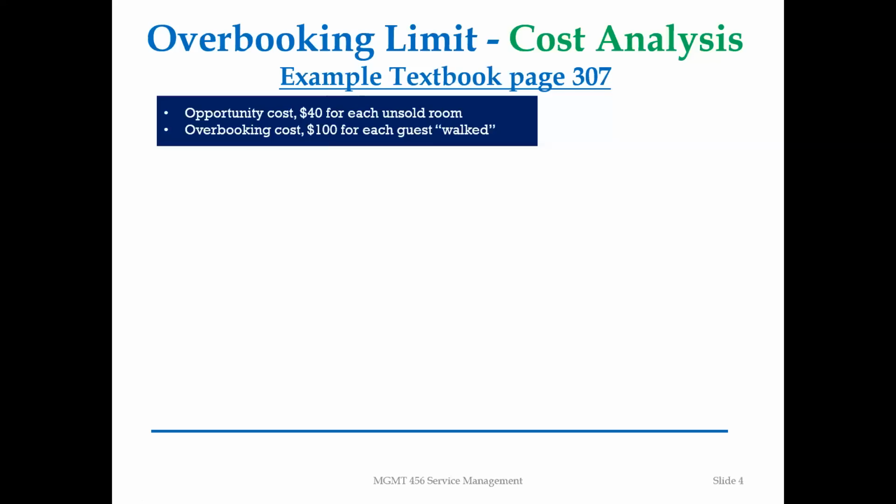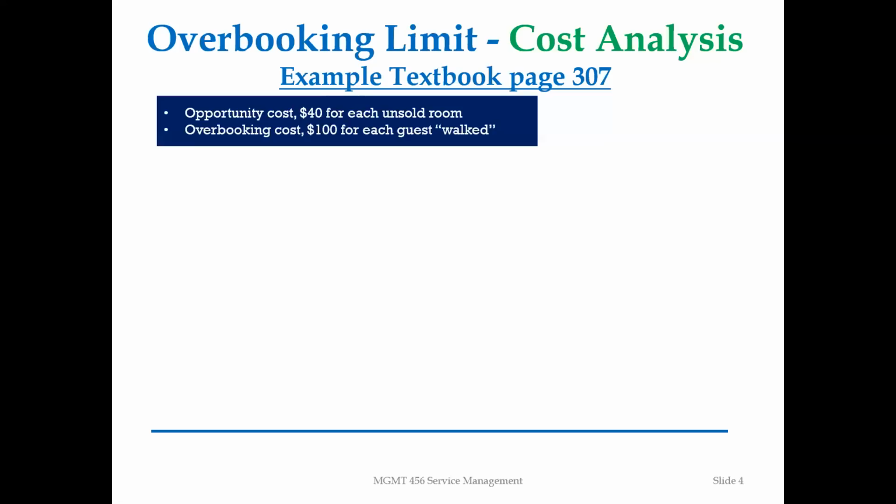So you can see the opportunity cost and the overbooking cost are different. In this case, the opportunity cost is only $40, but the overbooking cost of $100 is much higher. So you can imagine in this case, booking too much or booking too little, the consequence is very different. If you overbook by too much, the consequence is more serious. So we should take that into consideration when we determine the overbooking limit.